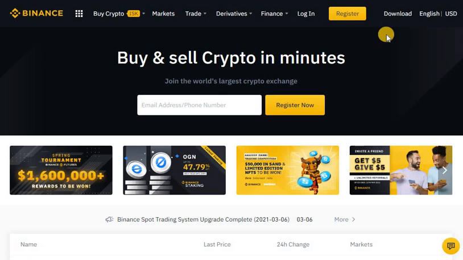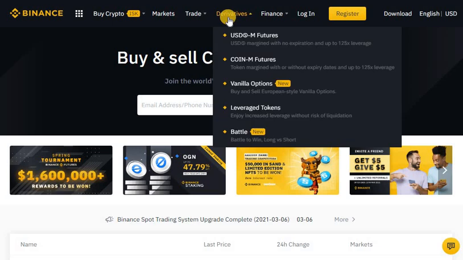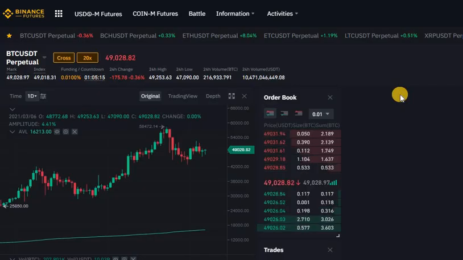In this video I am going to show you the best indicator that you can use to trade on Binance. This indicator can be used to trade on any market on Binance. For example, in this video I am going to trade on futures. Now I'll go to derivatives and click on USDM futures. This is how your futures platform is going to look.